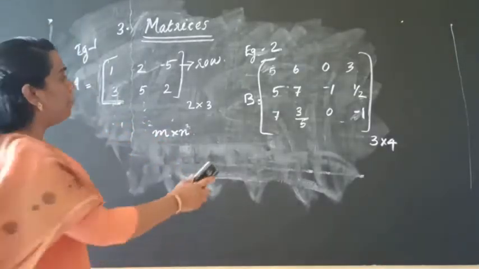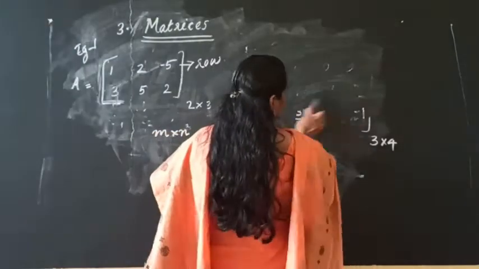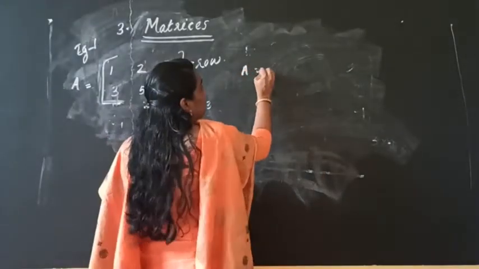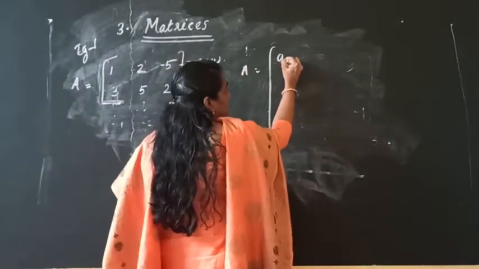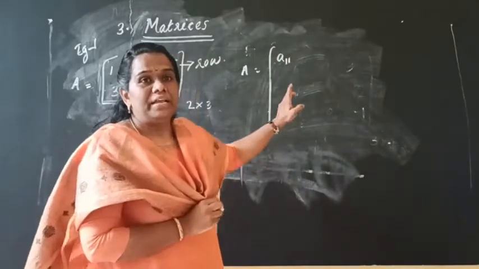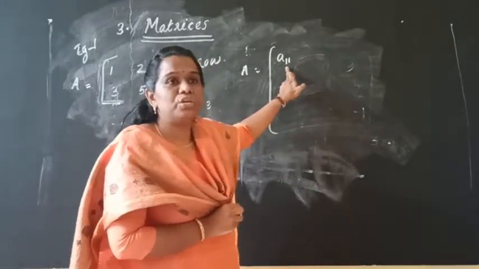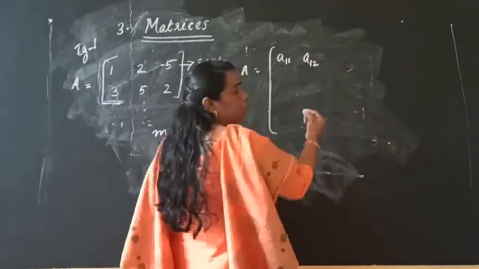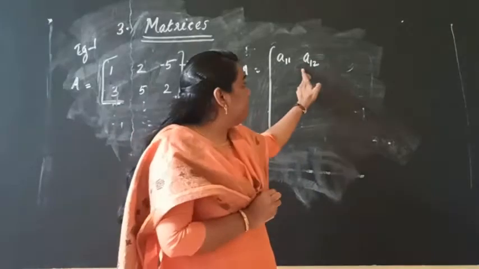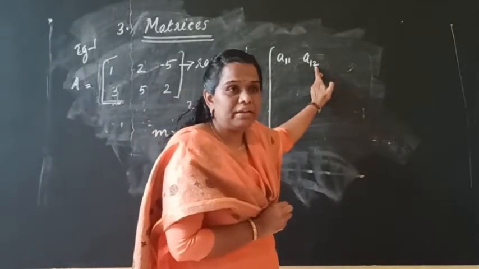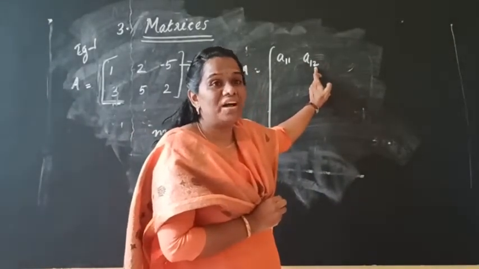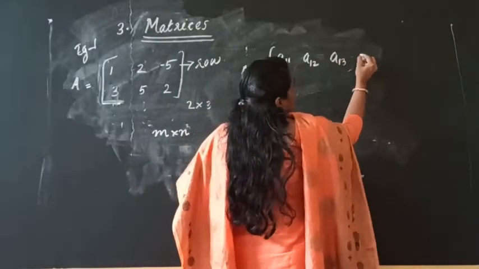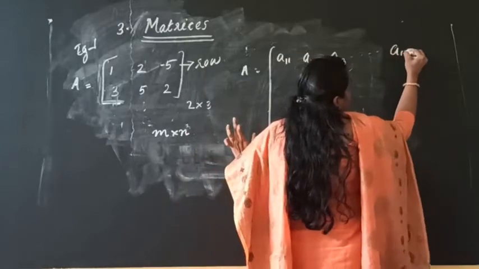What is the general form of an m by n matrix? A is equal to the general form of an m by n matrix. First element we write A11. A11 means the first row, first element. Second we write A12. What does it mean? A12 means first row, second element. Then A13, etc. up to A1n.